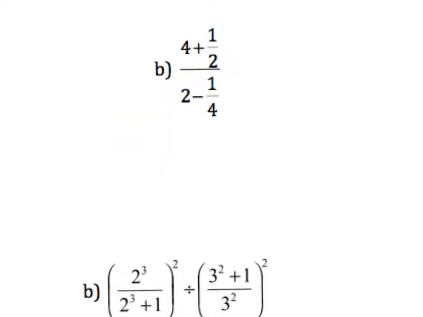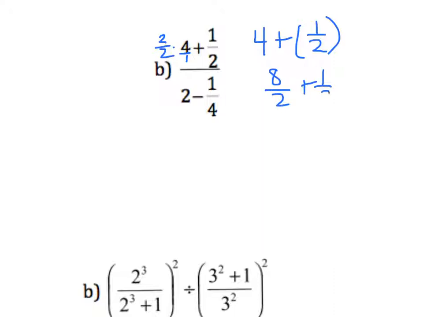Okay, in number 2, you want to deal with the top first, and then the bottom, and then we'll divide. So in the top, we have 4 plus 1/2. Now you can do this in your calculator. Just make sure that you put in 4 plus parentheses 1 divided by 2. Or you can find a common denominator and multiply the 4 by 2 over 2, which will be 8 over 2, and then you add the 1/2 to it, so you get 9 over 2. So this is our top in blue.